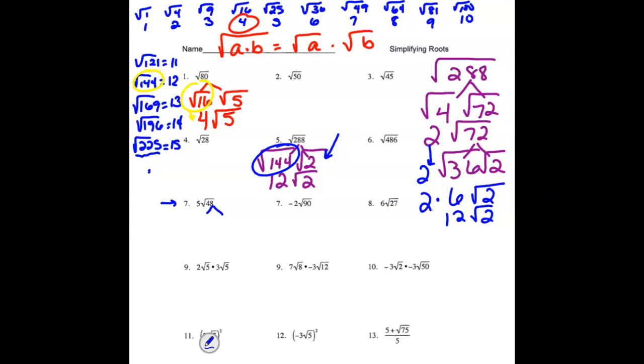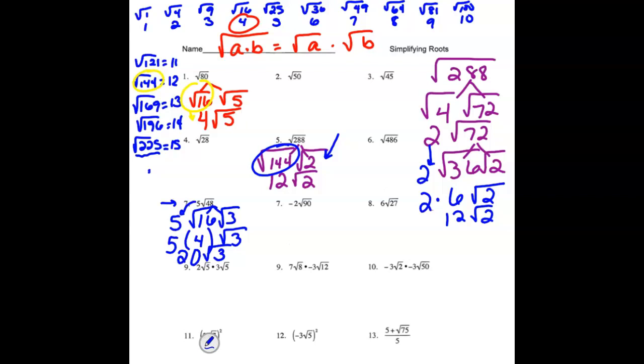Start working your way down. Does 36 go into 48 evenly? No. Does 25 go in evenly? No. Does 16 go in evenly? Yes. It goes in 3 times. Now remember that 5 that's in front is still going to be sitting in front. The square root of 16 comes out as a 4, and that 3 is not perfect, so it stays inside. And then those two numbers that are outside of our root can be multiplied together. So 5 times 4, we'd get 20 square roots of 3 for our answer.